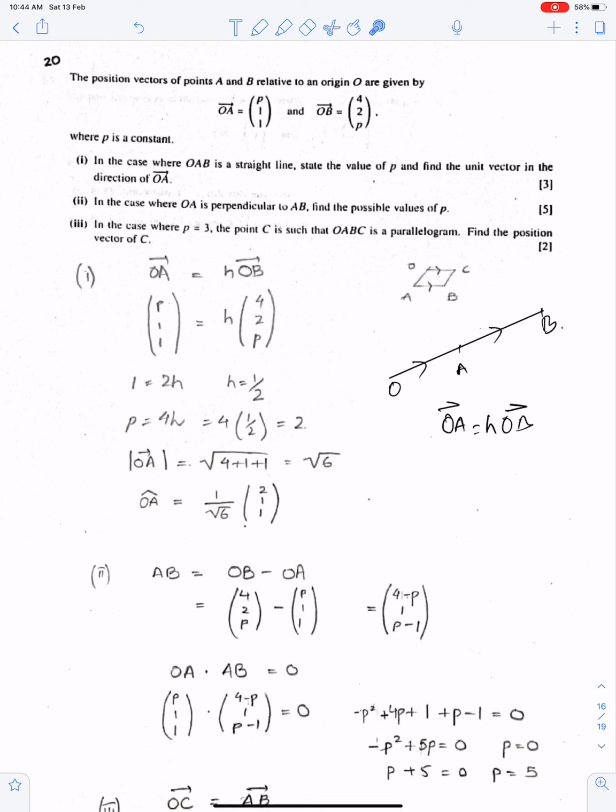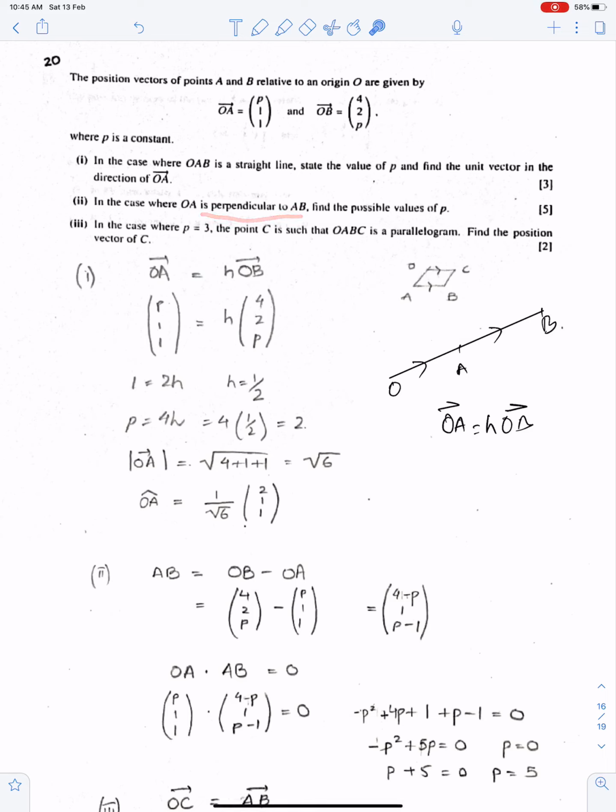Don't use AB because we don't have AB, we have OA and OB. Use those vectors which are available. So OA is H times OB. This equation is important because of this straight line. And by using this relation, we can get the value of P. This is the value of P. And then we need unit vector in the direction of OA. This is so simple. Unit vector is vector upon its magnitude. This is the unit vector.